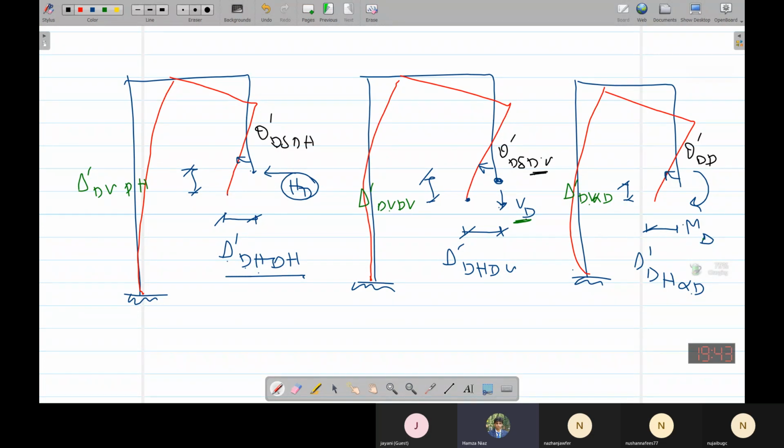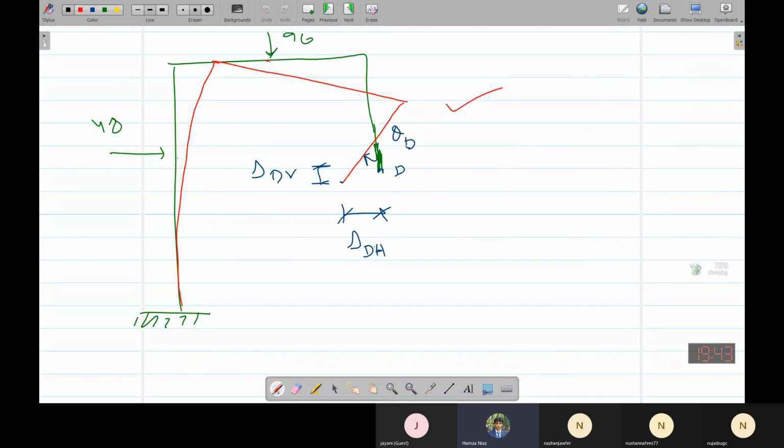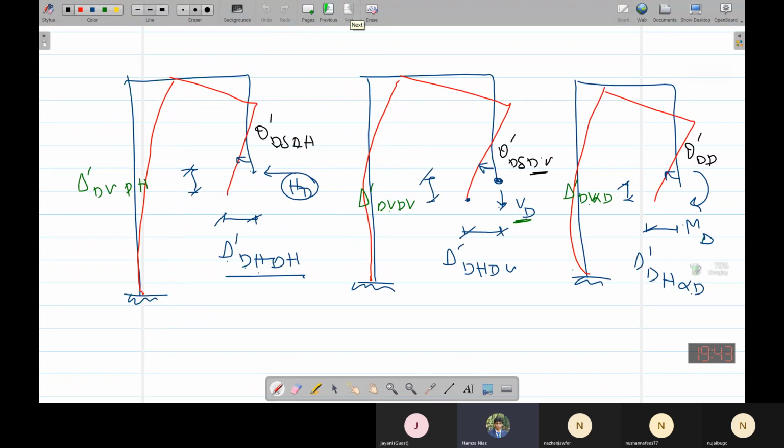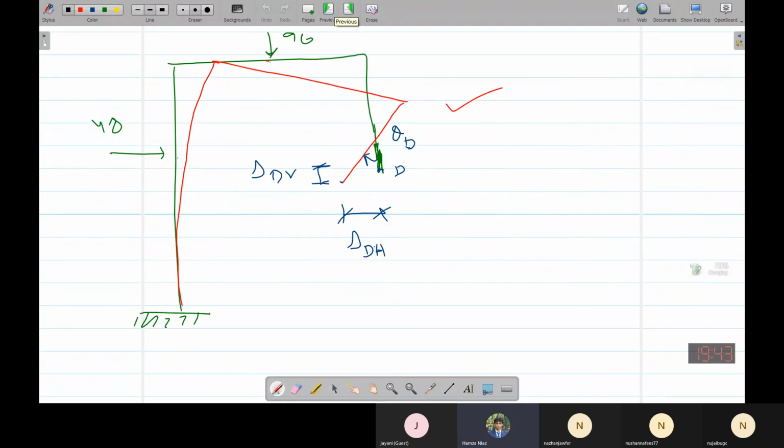Is this clear? Because this is the most important step. The compatibility equation we have to derive. This is the most important step in this case. If we have written it correctly, then there will be no issue later on. No sign issue or something like that. All right. So just a recap.